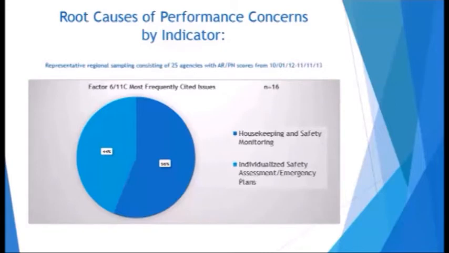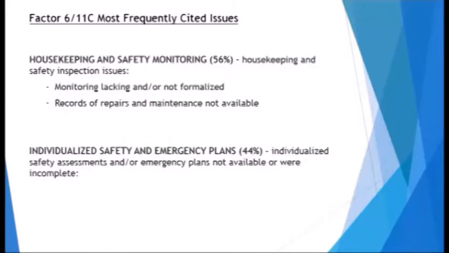Factor 6 and 11C, which refers to safe environments, there were 16 commonly cited issues grouped into 2 categories. 9 of the citations were housekeeping and safety monitoring issues, and 7 were citations related to individualized safety. These specific issues had to do with monitoring was lacking or not formalized, and records of repairs and maintenance not available. Individualized safety and emergency plans, the safety assessments and emergency plans were not available, or they were just incomplete.